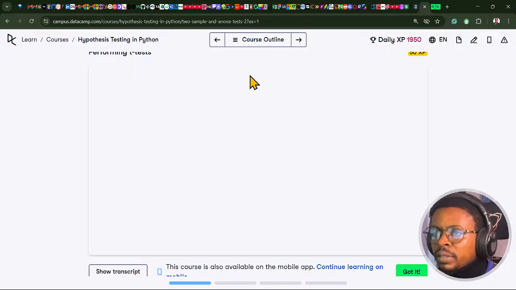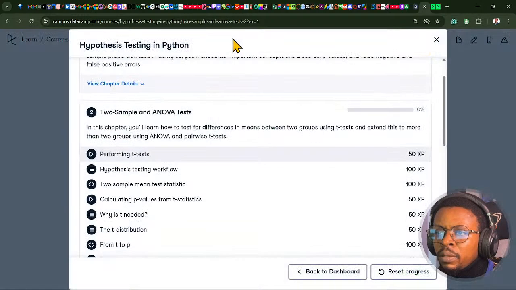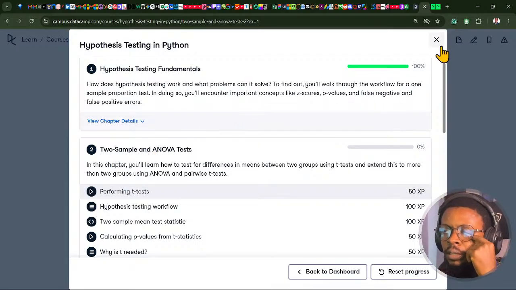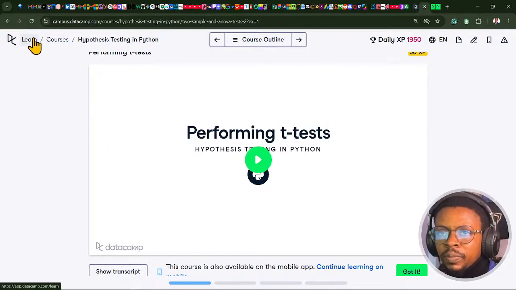Voila. So we've completed chapter 1, which is hypothesis testing fundamentals. Next I'm going to cover two-sample and ANOVA tests on day 76. So let's stop here for today.